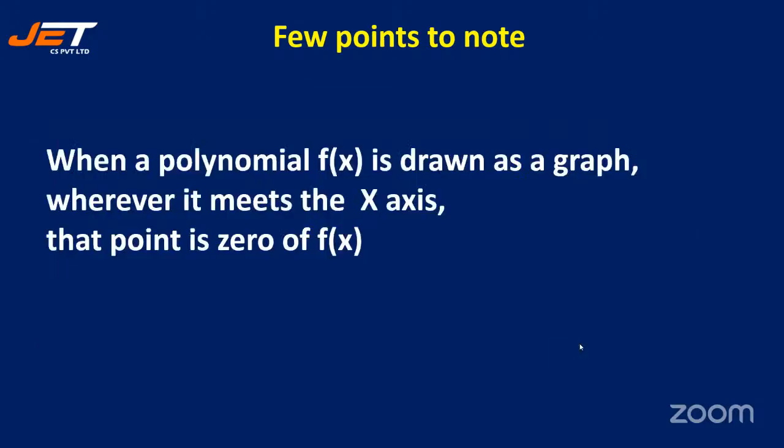All right. A few points to note: when a polynomial f of x is drawn as a graph, wherever it meets the x-axis, that point is a zero of f of x.